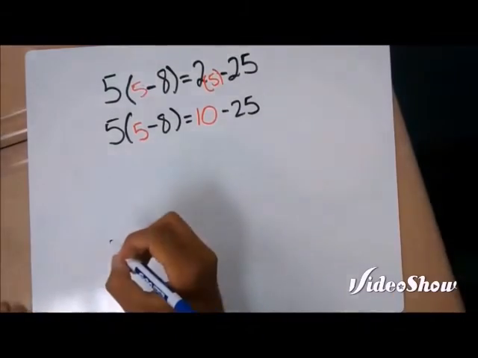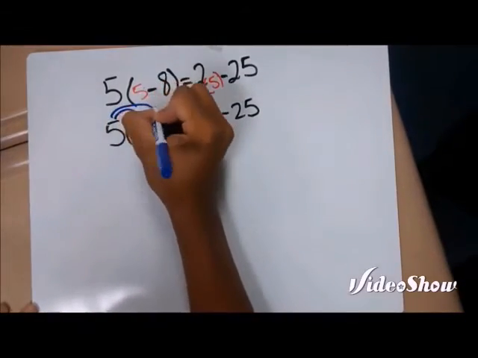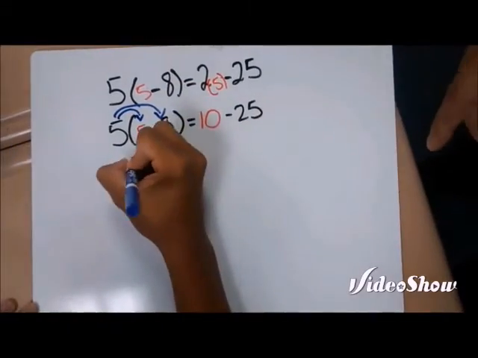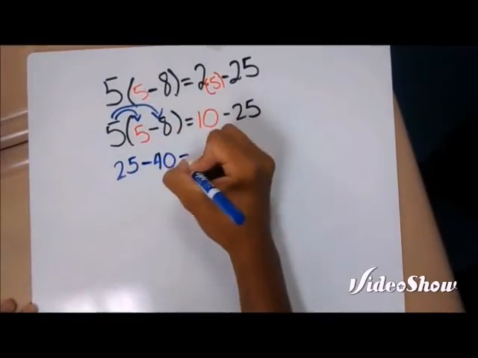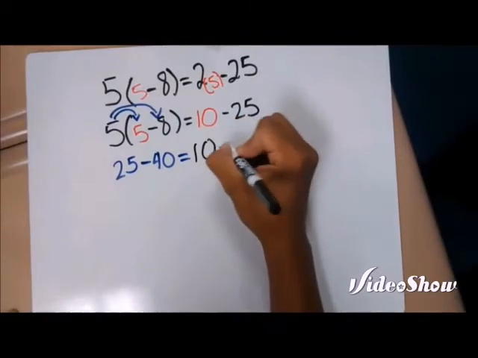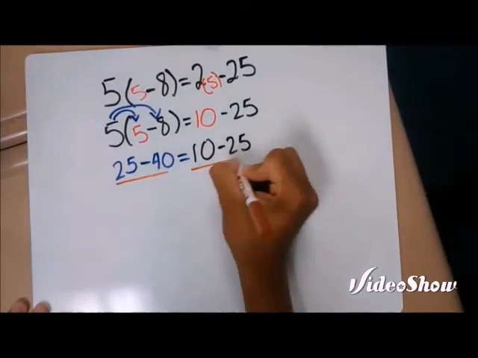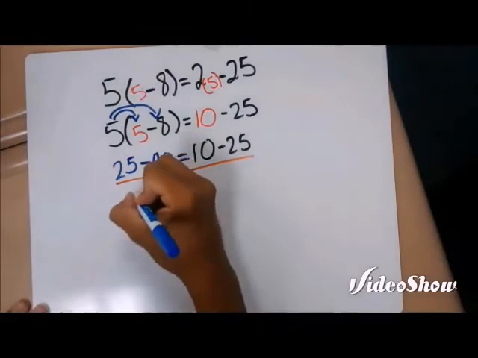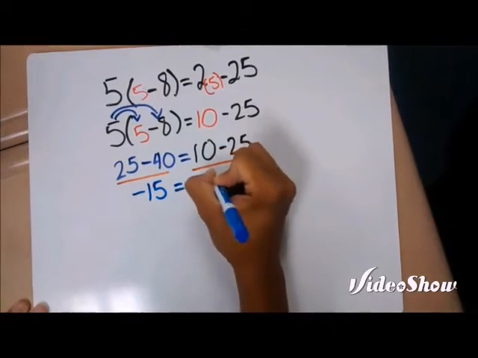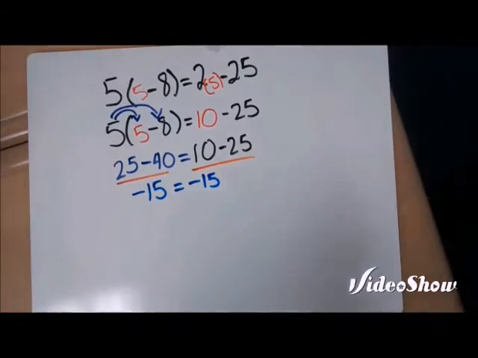Distribute 5 to each term in the parentheses. Combine like terms on both sides. Negative 15 equals negative 15. The final answer is correct, so the check step is a success.